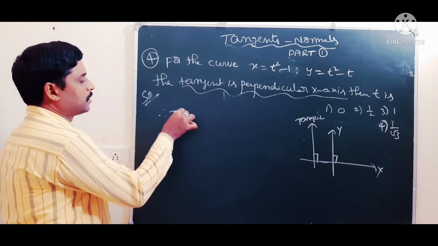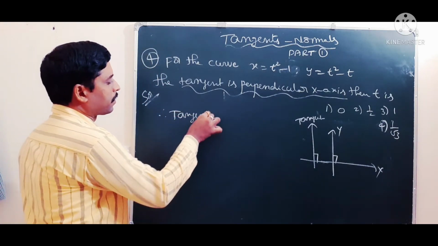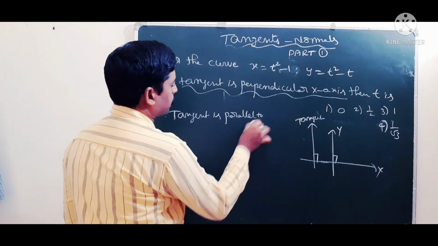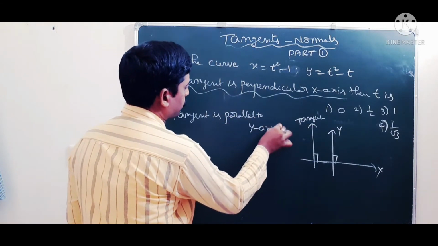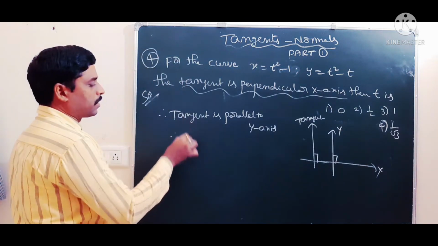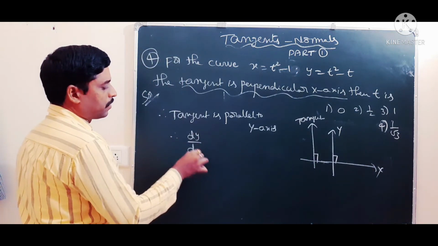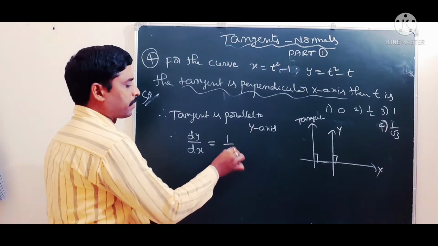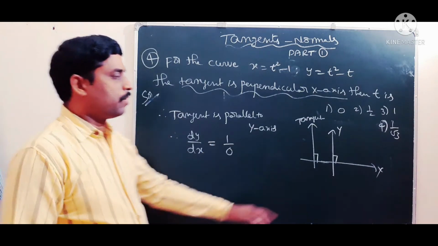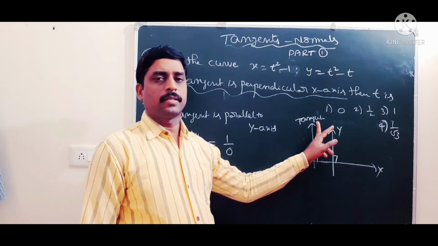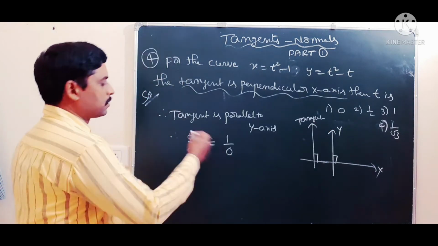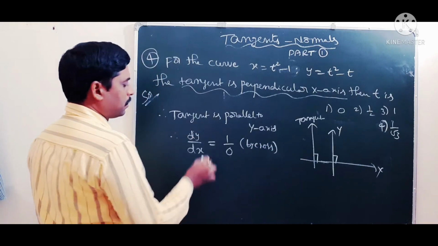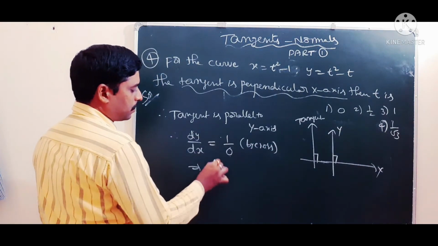Therefore, the tangent is parallel to the y-axis. The slope of the tangent is dy/dx, equal to the slope of the y-axis, 1/0, undefined. Slope of the x-axis is 0, slope of the y-axis is 1/0, undefined. So let us do the cross product: dx is equal to 0.